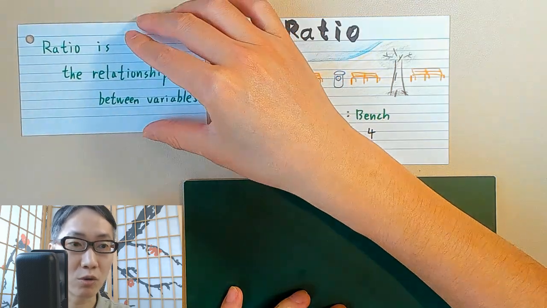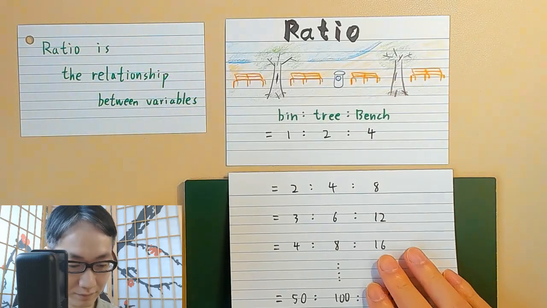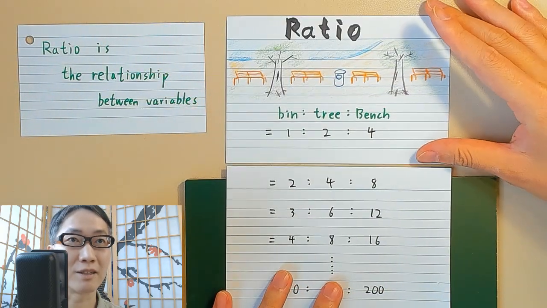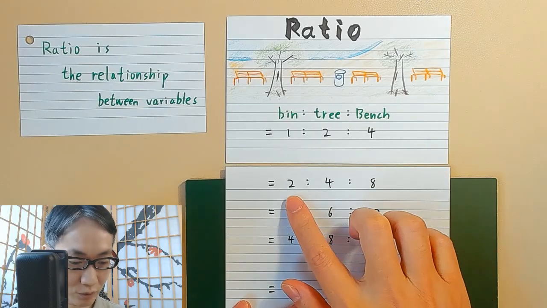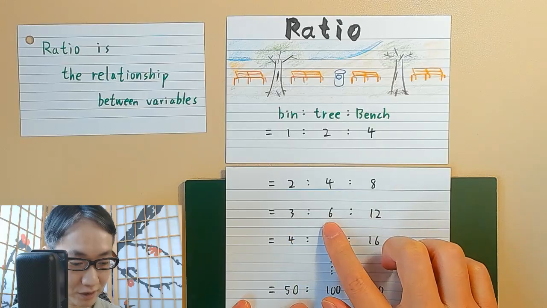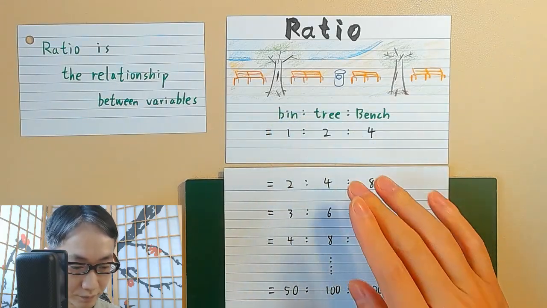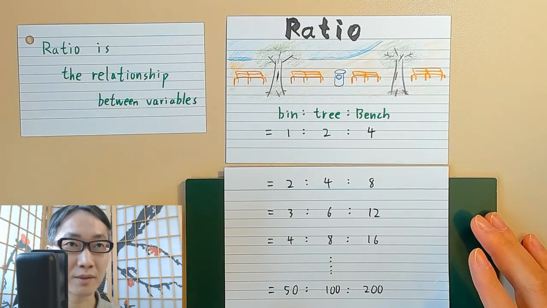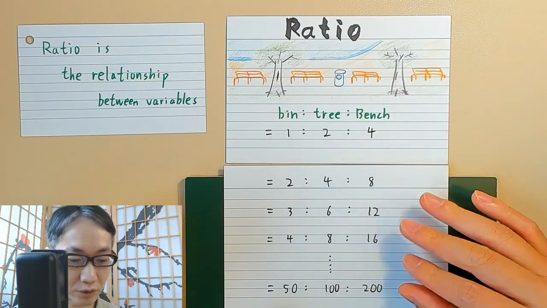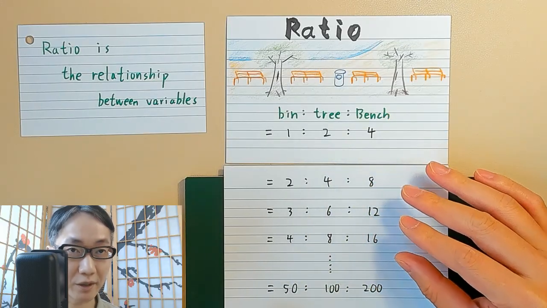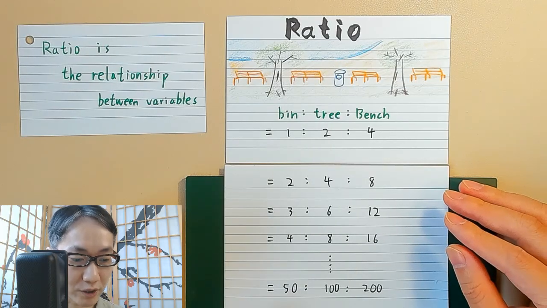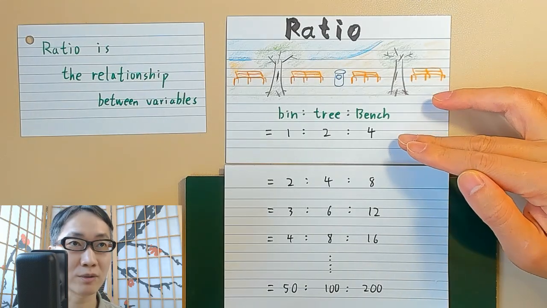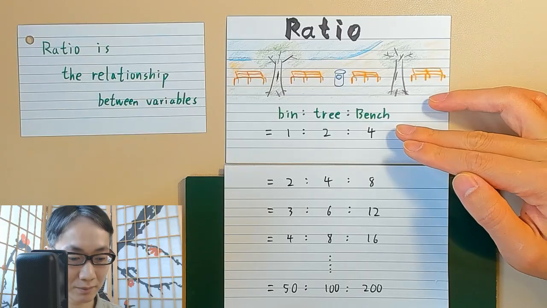So if there are more, we'd have something like this. So 2 to 4 to 8 or 3 to 6 to 12 and so on. These are all the same ratios, just with bigger numbers. However, we should always use the lowest number when possible because it's the simplest.